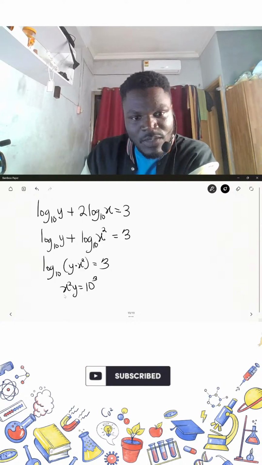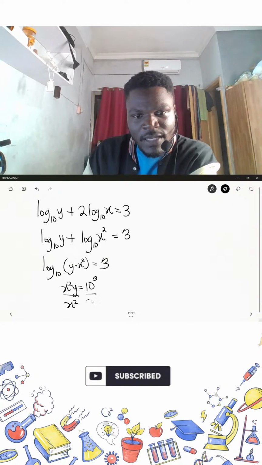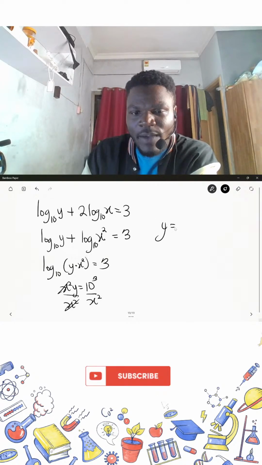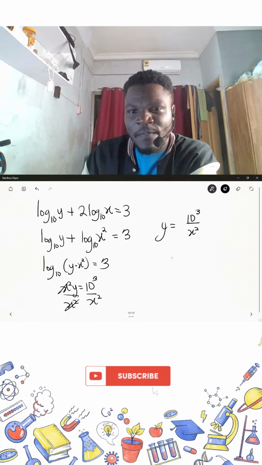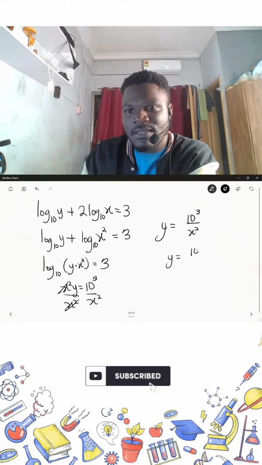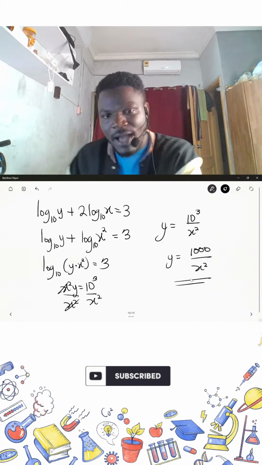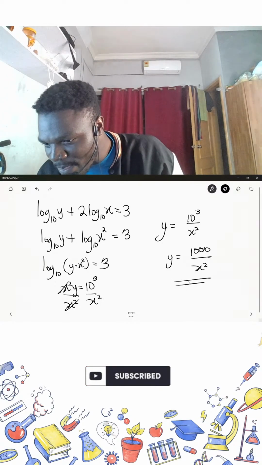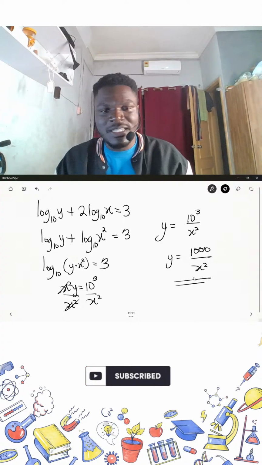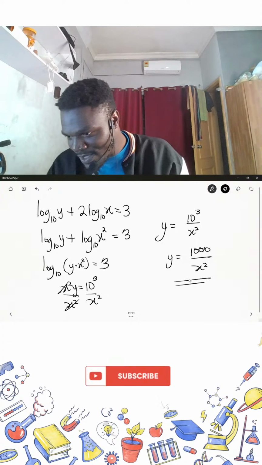So to have y as the subject, we divide both sides by x squared. This will cancel this. So our y will now be equal to 10 cubed over x squared, which is just the same as 1000 over x squared as our answer. Yes, so the correct answer is option D, as you rightly said.